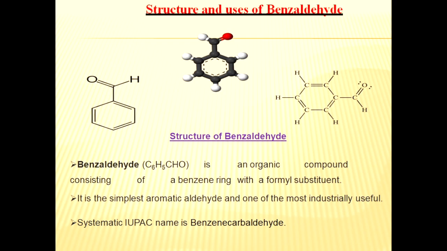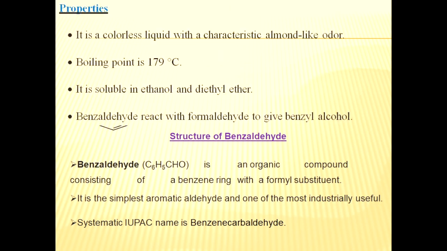The molecular formula of benzaldehyde is C6H5CHO. It is an organic compound consisting of a benzene ring and a formyl group. It is the simplest aromatic aldehyde and one of the most industrially useful aldehydes. The systematic name of benzaldehyde is benzene carbaldehyde.